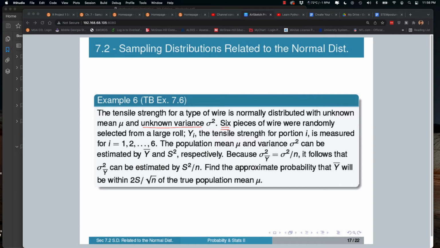So 6 different samples. The population mean mu and variance sigma squared can be estimated by y bar and s squared, respectively. Because sigma squared sub y bar equals sigma squared over n, it follows that sigma squared sub y bar can be estimated using s squared over n, or just s over the square root of n, as we've seen already. Find the approximate probability that y bar will be within 2 times s over the square root of n of the true population mean mu.